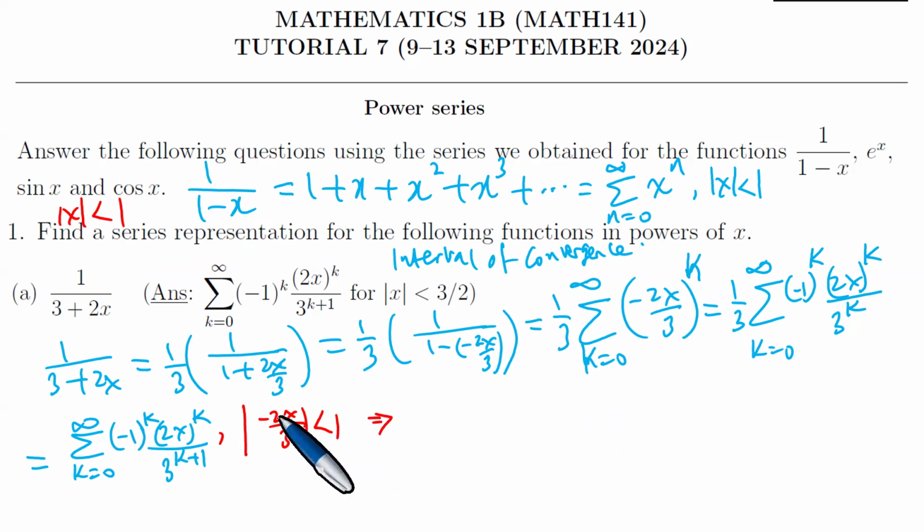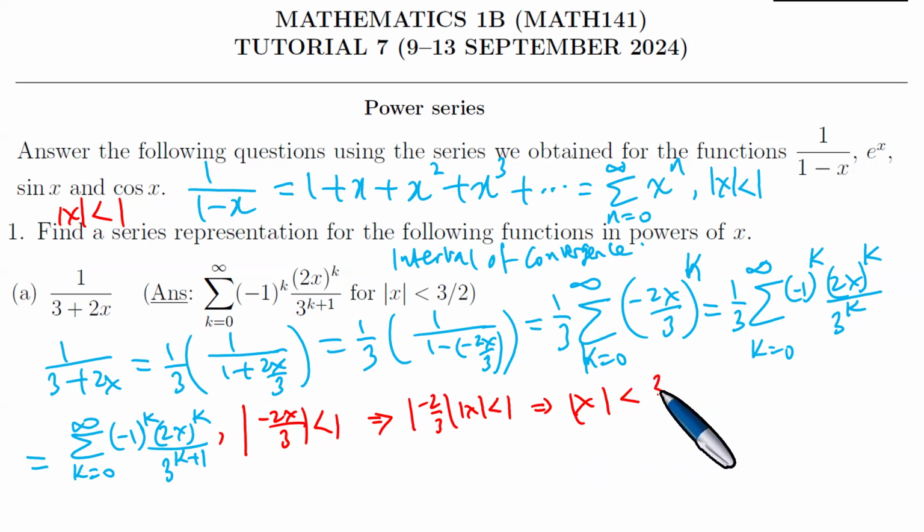This means that the job of the absolute value is to do this, which gives less than 3 out of 2. So that is the answer, because this one must be less than 3 out of 2. That is how they put the 3 out of 2 there. So this is the answer.